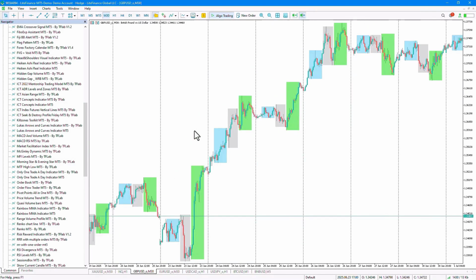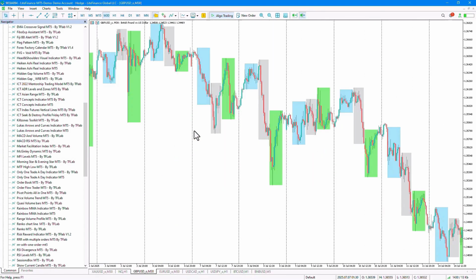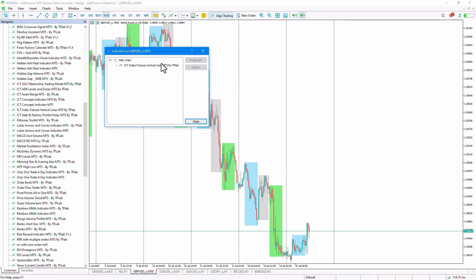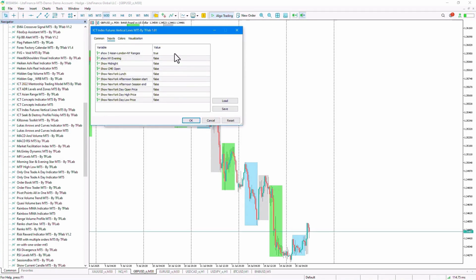The ICT Index Futures Vertical Lines indicator is a special and practical tool that ICT-style traders can use to analyze trading sessions based on their trading strategy system, or enable and disable various settings from the input section in the indicator settings.